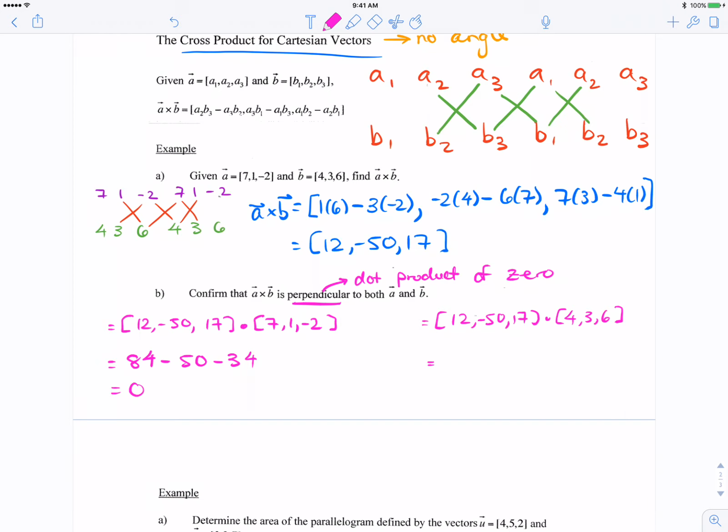On this side, 12 times 4 is 48 minus 150 plus, that should be 102. Magic numbers. So I can say, therefore, A cross B is indeed perpendicular to vectors A and B, which is the rule. It will always be. If you've done a cross product, it has to be perpendicular. That's how this works. We're looking at area vectors.